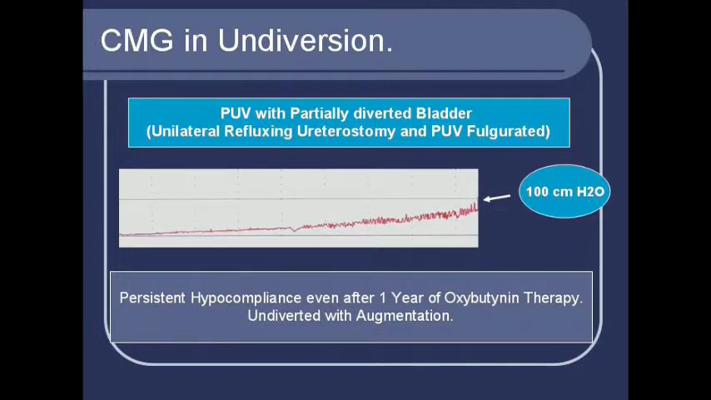So therefore we thought this child will go back to his high creatinine if we just close the ureterostomy. So we undiverted him with a bladder augmentation. I mean, very rarely do you have to do that, but occasionally you do. And that is the importance of checking the bladder before you completely undivert and land up with a problem.